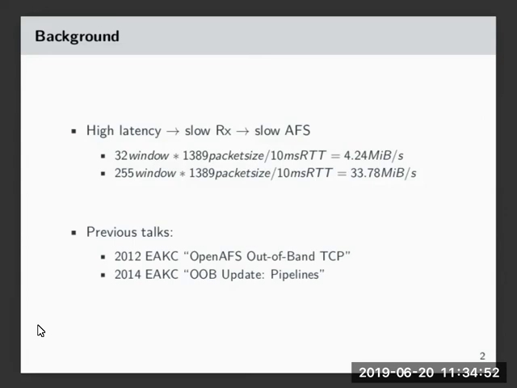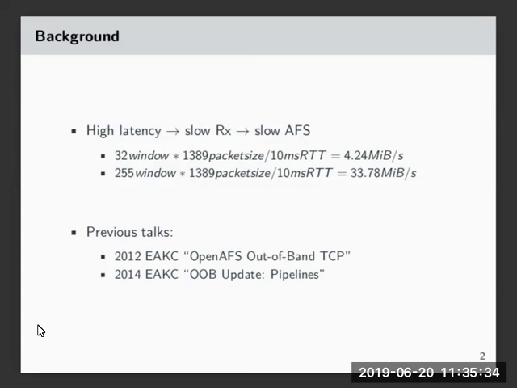This leads to slow operation with RX, because of both intrinsic problems and just problems that are fixable. So I'm sure the performance is improvable with RX. But there are theoretical limitations related to the window size. The current window size in the code base uses 32 packets, and assuming our packets have about 1389 bytes of payload in each packet, then the maximum throughput that you can hope to achieve with a 10 millisecond RTT is around 4 megabytes. And if you raise that to 255 packets, which is the maximum that the protocol currently allows, you can get up to 33 megabytes per second.